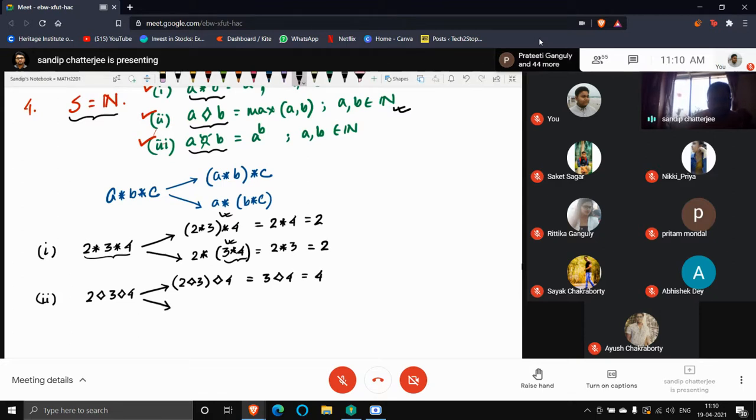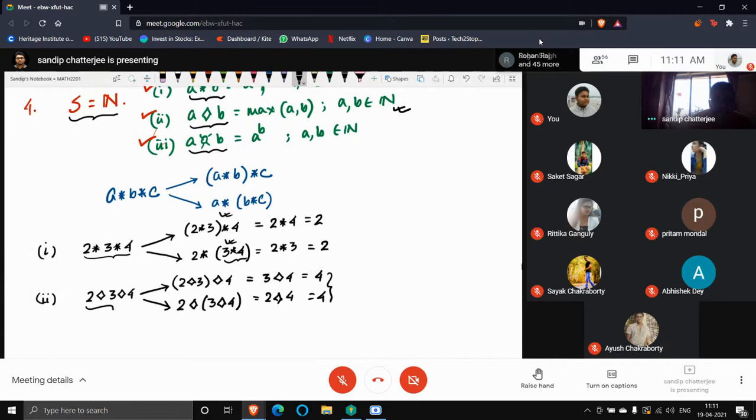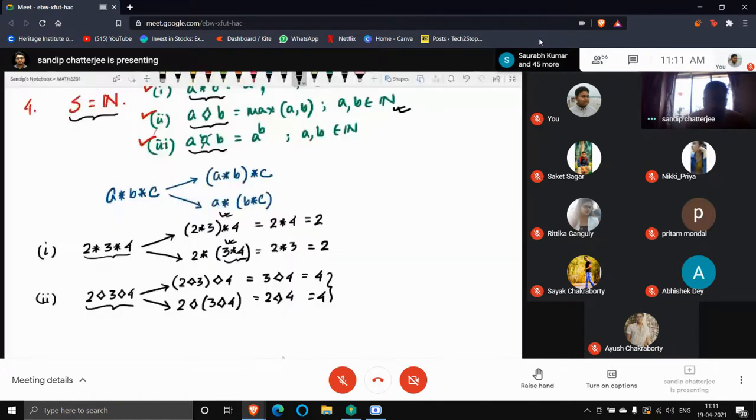And in the second case, we get 2 operated with (3 operated with 4). That means this will be 2 operated with 4, which again is 4. So both the answers are the same. Here also this is a kind of well-defined symbol, because you can interpret it in any way and get the same answer. Now let us look at the third case, the third binary operation, and see what happens.